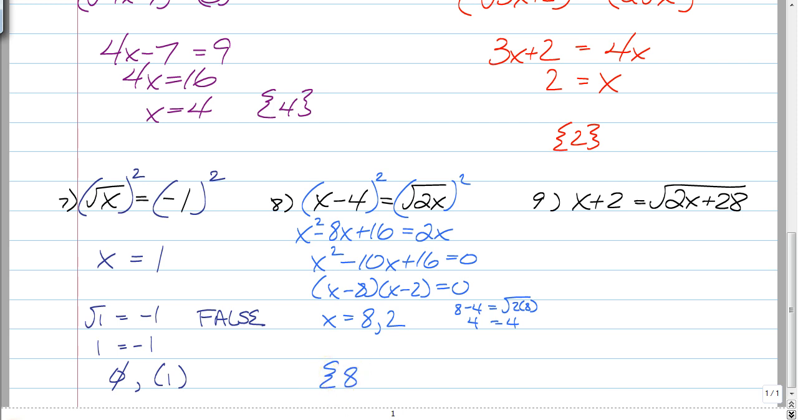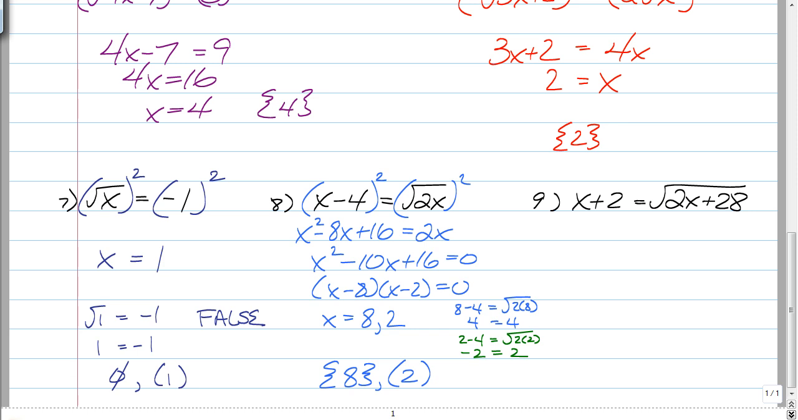Now we have to try the 2. So if we substitute in the 2, we get 2 minus 4 is equal to the square root of 2 times 2. And we get a negative 2 is equal to the square root of 4, which is 2. And a negative 2 cannot equal a positive 2. So 2 is your extraneous solution. All right, so you've got to make sure when you're solving that you check for extraneous solutions.